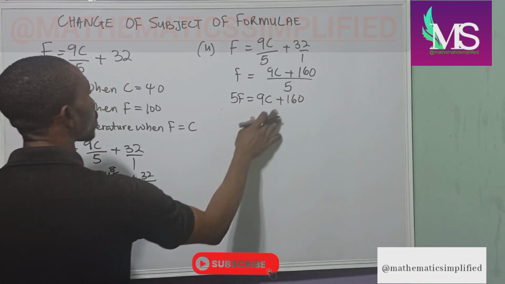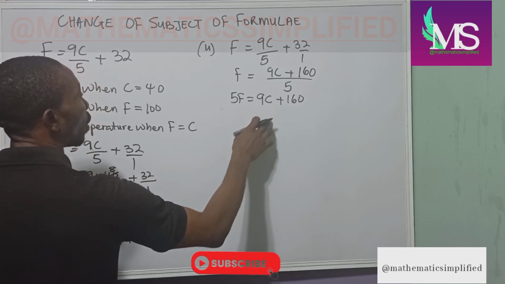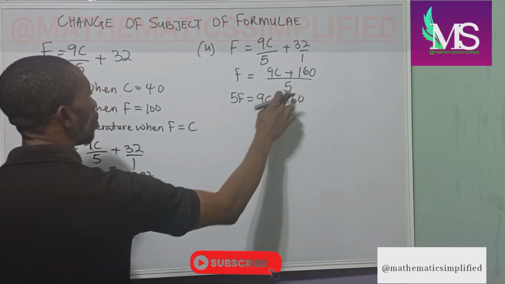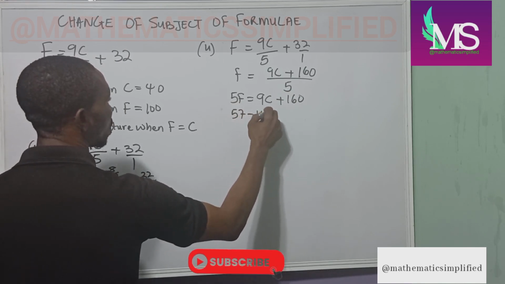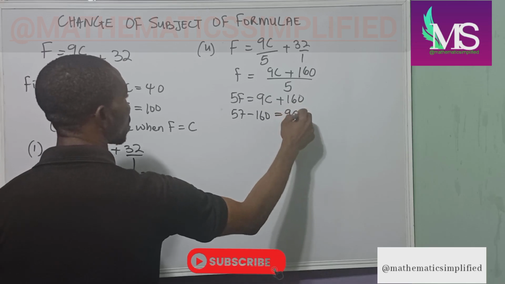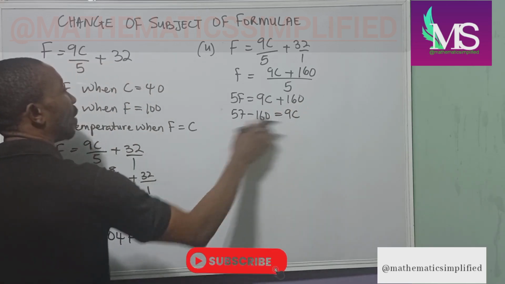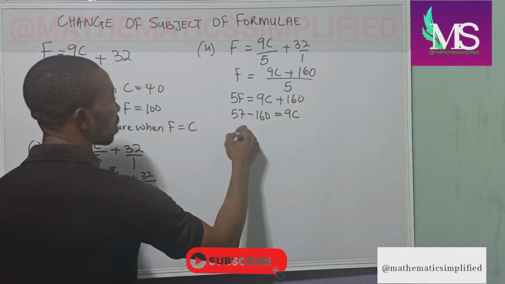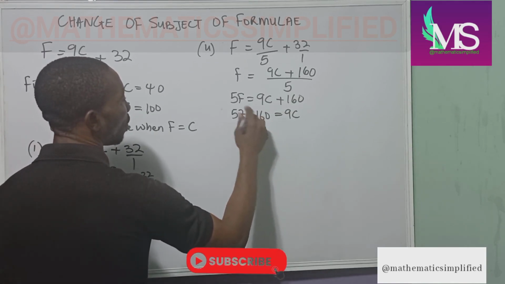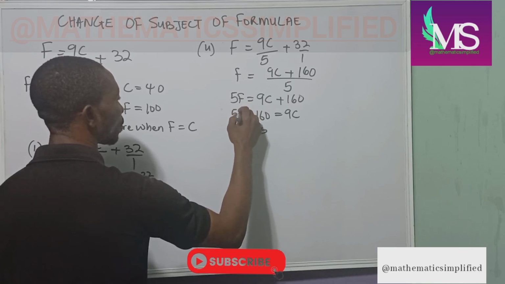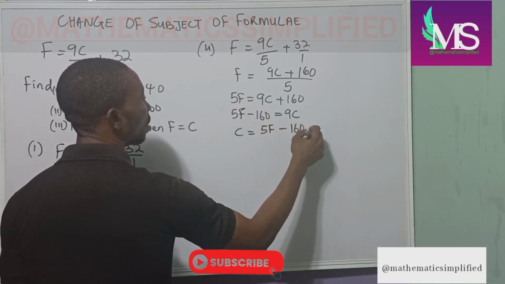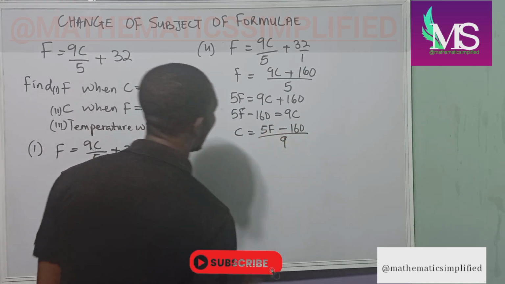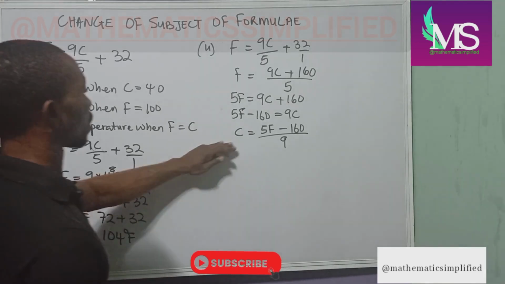Okay, now since we want C to be alone, we can now eliminate the positive. This becomes 5F minus 160 equals 9C. Alright, now divide both sides by 9. Our C will become 5F minus 160 divided by 9. Now at this point, we've made C the subject of the formula.